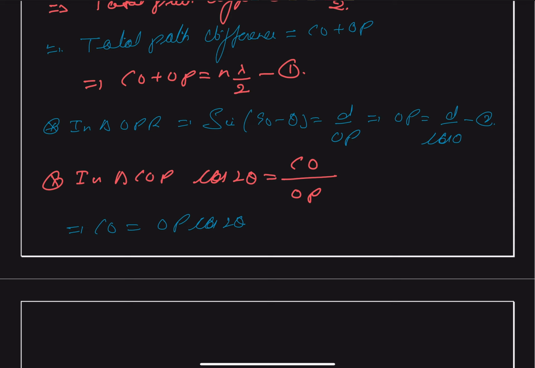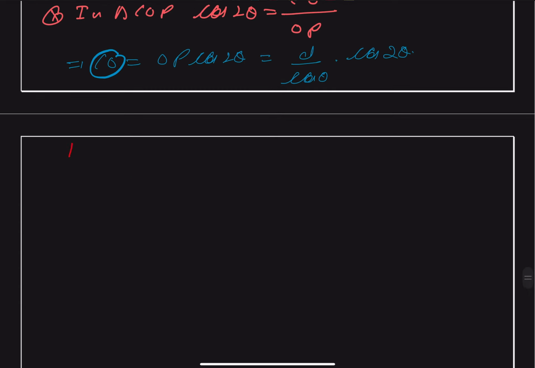And we already know our OP, therefore this gives us our D oblique cos theta and multiply by cos of 2 theta. We got our CO and we got our OP. We can substitute it in equation number 1. We can say from equation 1, we can write that our D cos of theta multiply by cos of 2 theta plus D cos of theta is equal to n lambda by 2.